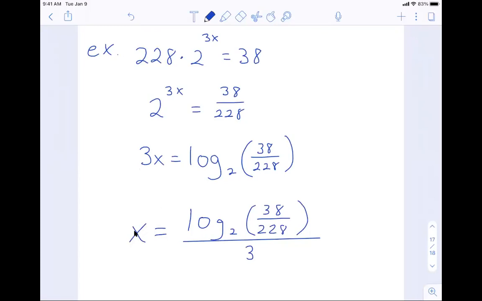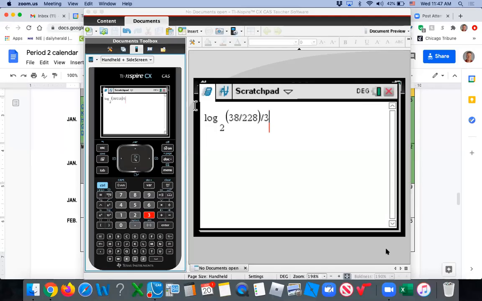Mr. O'Connor, I can't see the calculator. Oh, I'm sorry. That's okay. I have it up on the overhead here and I didn't change my screen at home.